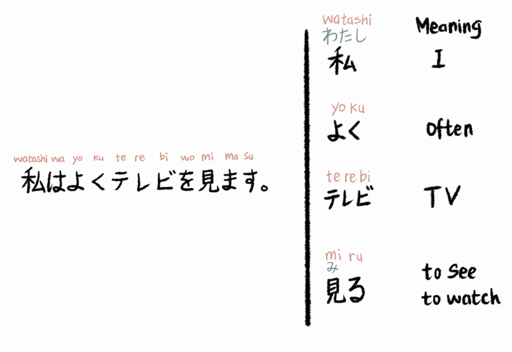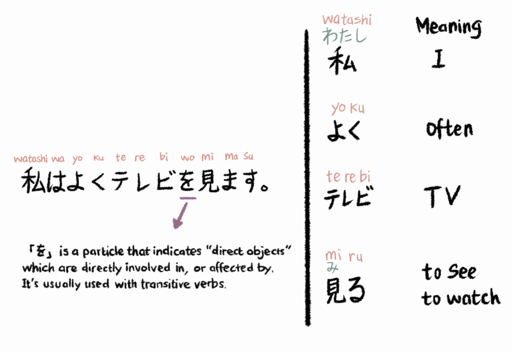私はよくテレビを見ます。I often watch TV. O is a particle that indicates direct objects, which are directly involved in or affected by. It's usually used with transitive verbs. In this sentence, the direct object is terebi. In Japanese language, the direct object is placed before the verb, and you will use particle o in between to connect them. So it is terebi o mimasu. It's quite different from English, so it takes some getting used to. Just take your time and practice often.